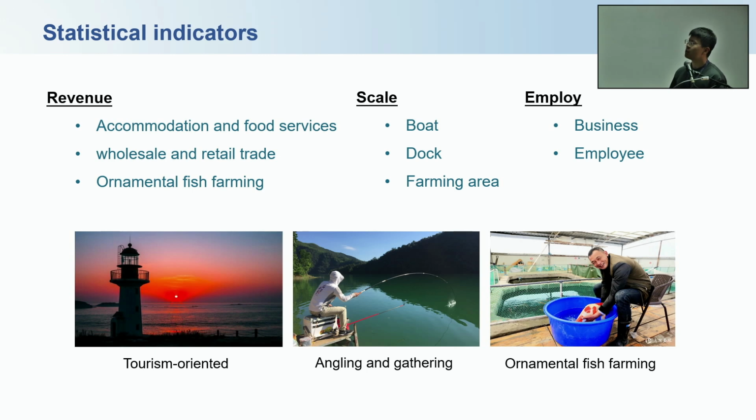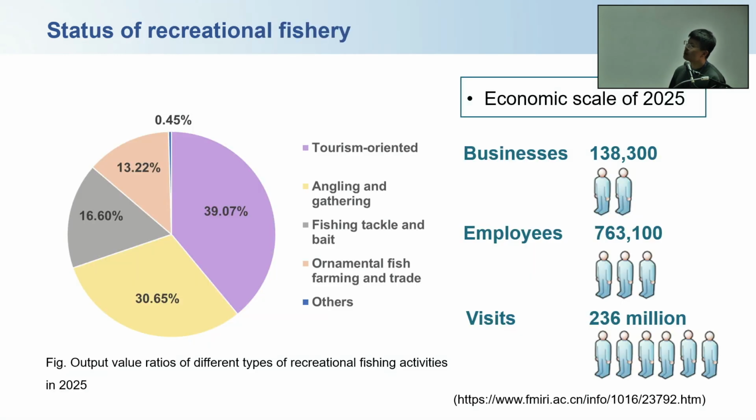As for the dimensions of scale, the statistics involve the number of boats, dong, and the area of farming. The third dimension refers to employment, including the number of businesses and the number of employees. In this industrial structure, China's recreational fisheries output value reached about $50 billion in 2025, and the visits to relevant activities reached about 230 million.